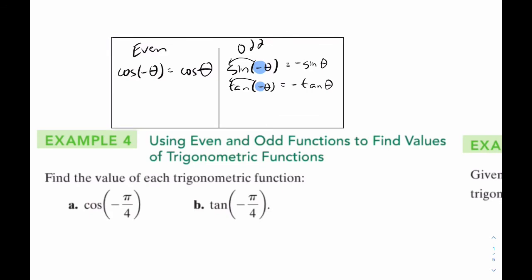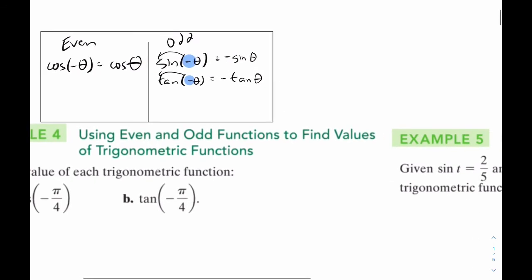Now, of course, I want to show you why that is. It all relates to the circle. So imagine you have a circle right here.